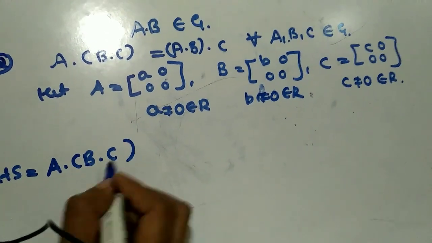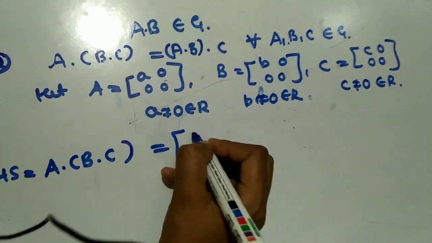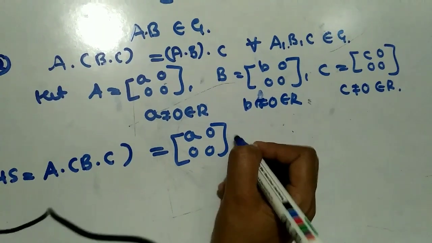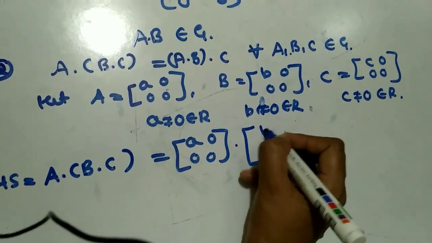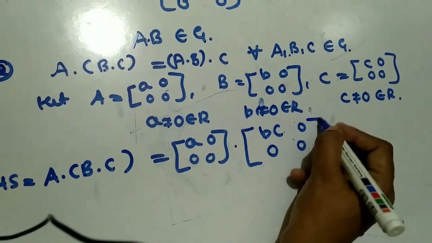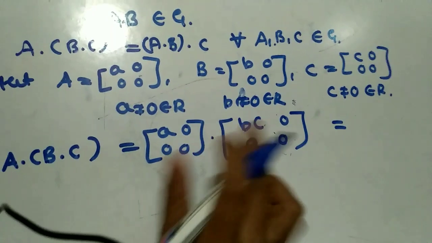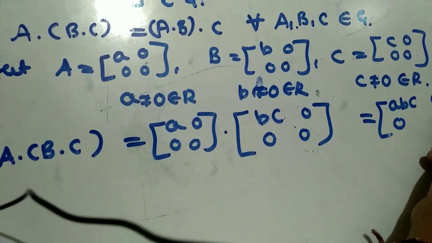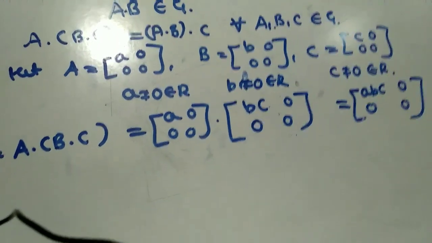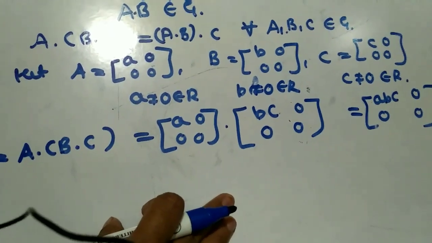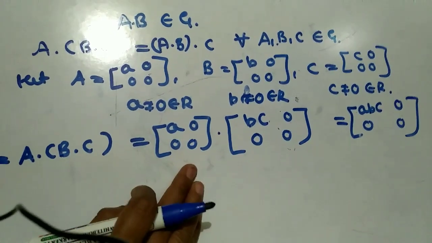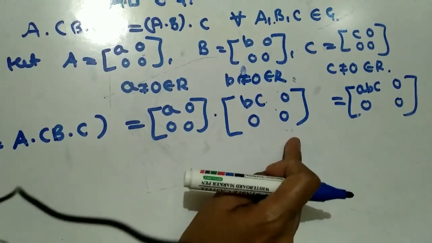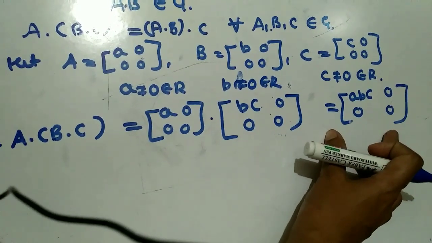Okay. A dot B dot C. So just A is what? Matrix A is A 0 0 0, and matrix B is what? Okay. So matrix B dot C is nothing but BC 0 0 0 0. If you do the product of these two matrices, you will get your answer as ABC 0 0 0. So you already know how to do the product of two matrices, yes or no? First row into first column plus first row into second column. So finally I'll get my answer like this.